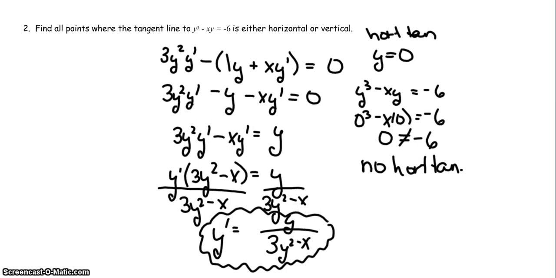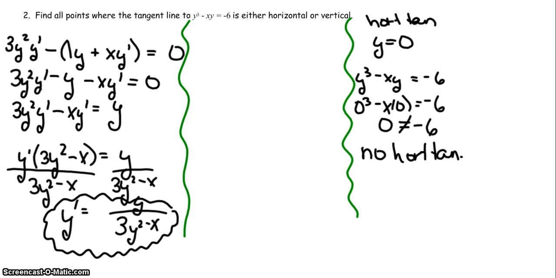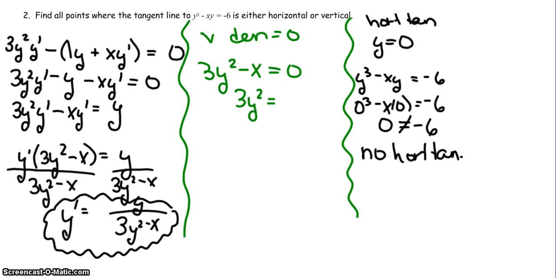Next, we're going to say, all right, are there vertical tangents? Vertical tangents, I'm going to pick up a different color so it's not as confusing. Vertical tangents is when the denominator equals 0. So now we'll set the denominator equal to 0. That's going to be 3y squared minus x equals 0. Just slide the x over, so 3y squared equals x.